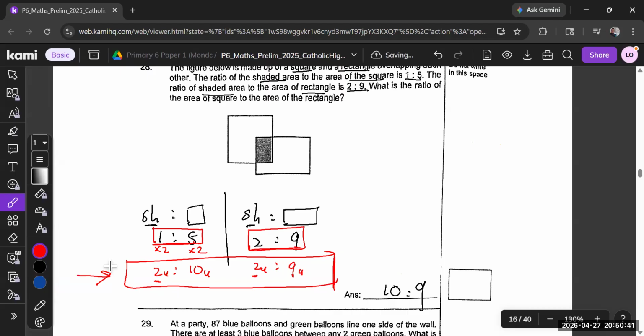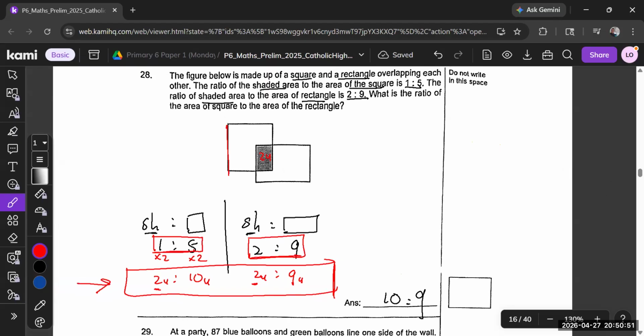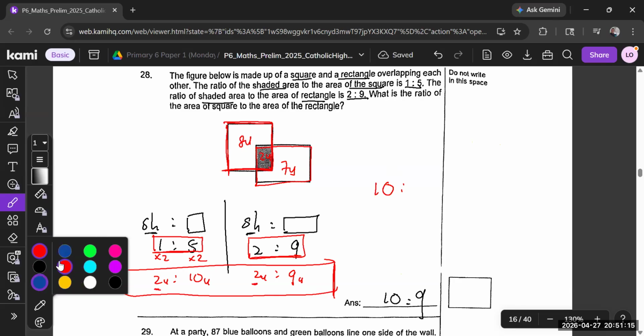Okay, and then those of you who got mistake, did you transfer the units into the picture? The shaded is 2 units. Do you do that? And the area of the square is 10 units minus 2. Do you put 8 units? And the area of the rectangle is 9 units minus 2, 7 units. Do you do that? All this Mr. Tong told you already. And then after that, can you get the ratio of the square, which is 10, the square area, 8 plus 2, 10. Then the rectangle is 7 plus 2, 9.